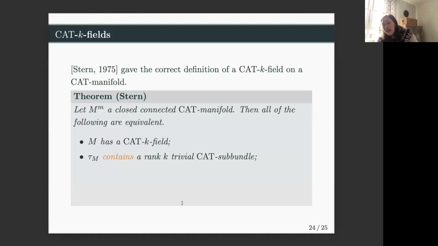So if we had span at least K in the smooth case, then we knew the tangent bundle had a rank K trivial subbundle. And that's what we're getting here. We have a cat K field, and somehow this cat tangent bundle also has some sort of cat trivial subbundle. But the problem is, just to be truthful, linear independence doesn't make sense anymore in this context. So the problem of splitting off a subbundle is no longer the same thing as containing a subbundle. There's some kind of weird difference there.